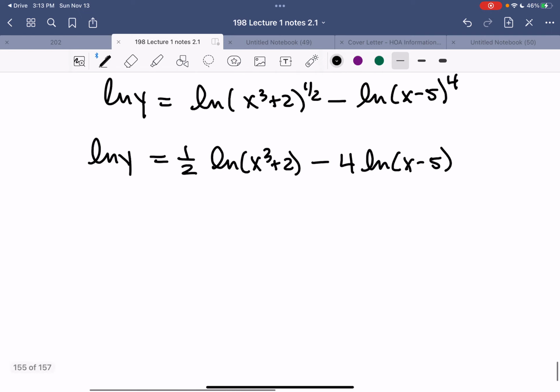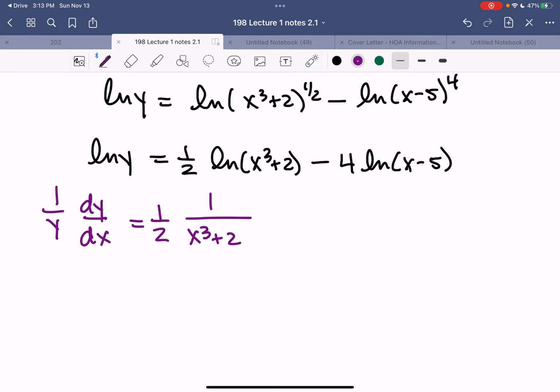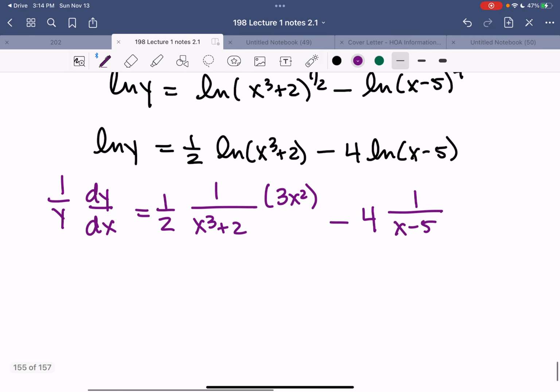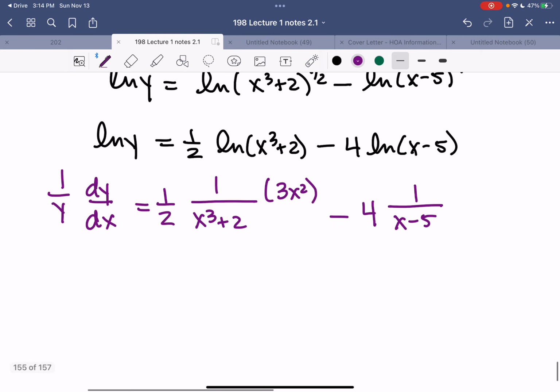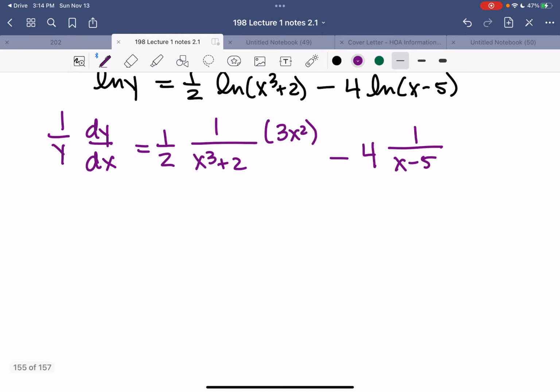Now I'm ready to go ahead and take my derivative. So I have 1 over y dy dx. There's the implicit part. I leave the 1/2. The derivative of natural log is 1 over whatever's here, and we multiply that by the derivative of the inside, which is the 3x squared. Minus, leave the 4. 1 over whatever's there is the derivative of natural log times the derivative of what's inside, which is just 1.